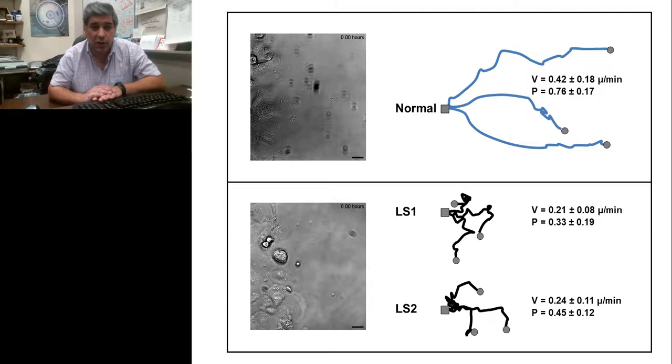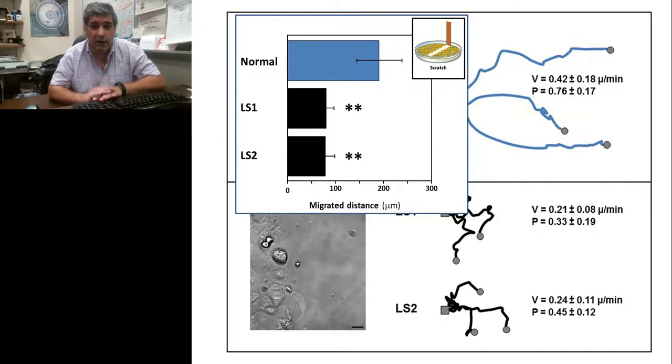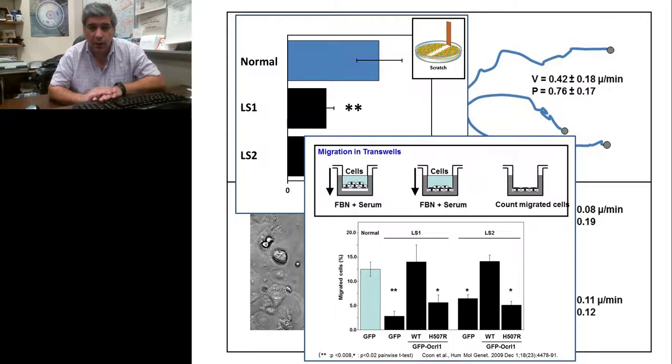of migration. And as you can see, the Lowe syndrome cells are slower and they have a low persistence of migration. And you can see that for many of the cells, the trajectories are not going forward, but they are going sideways, and sometimes they're going backwards. We did different kinds of assays to verify this phenotype in patients, like scratch assays, and we could verify them. Also, we did some migration in transwells, and we could verify the phenotype as well.